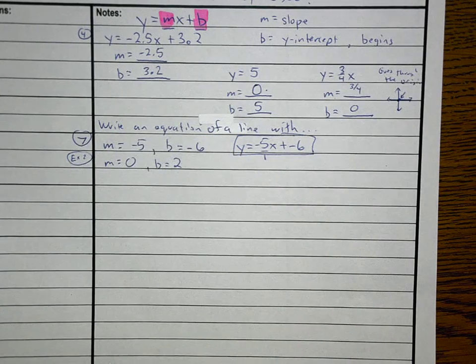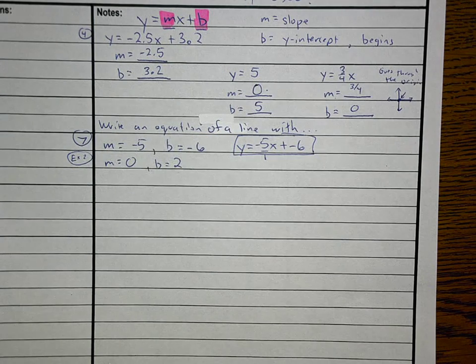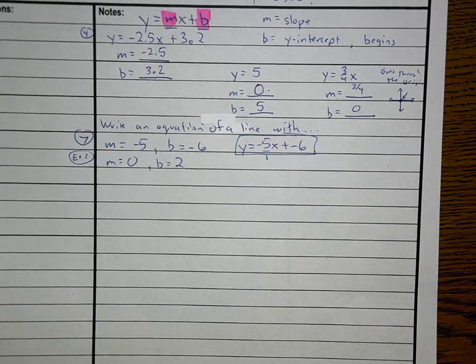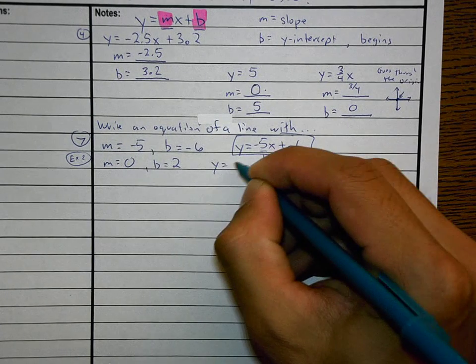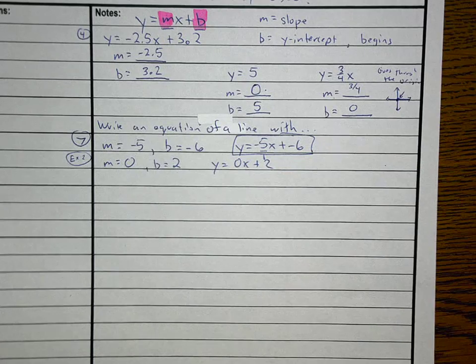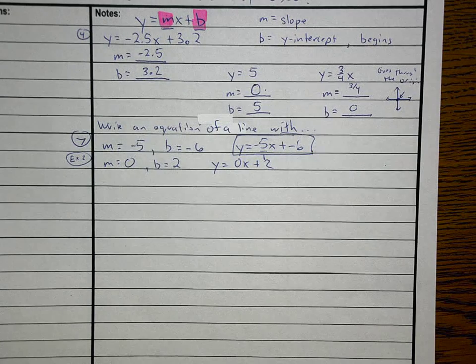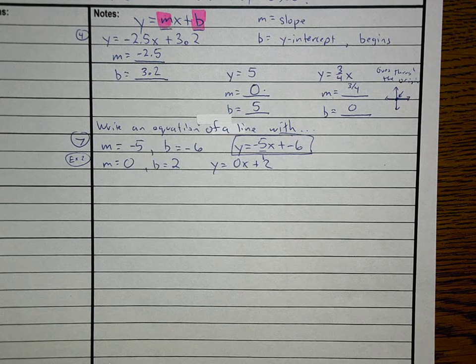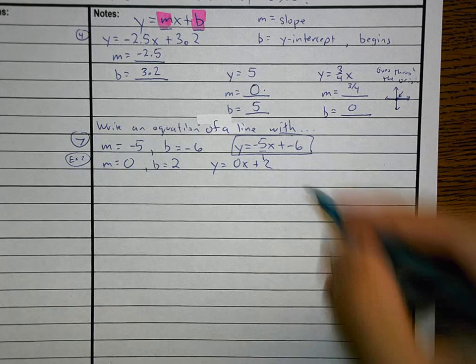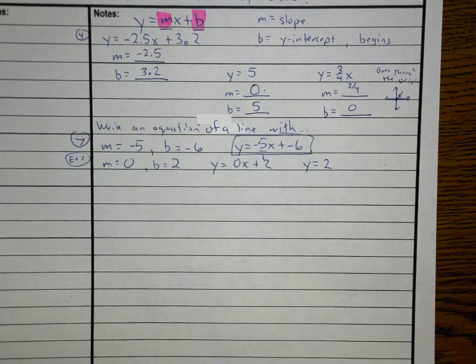I don't know what it is. Y equals 0x plus 2. I like it. I would accept it. But does it simplify? Is there an easier way to write it? James, you're right so far. Can you simplify it? Y equals 2. Yeah, he sees it.